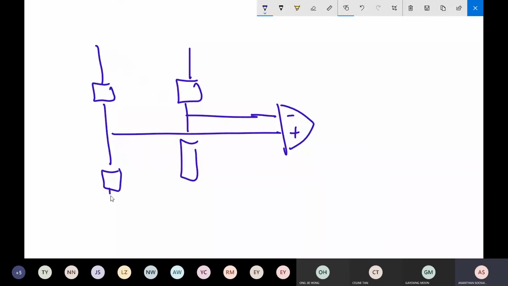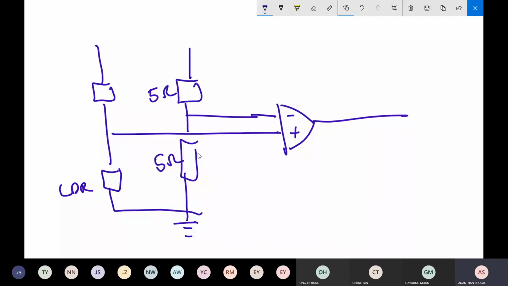I go back to the street light. The LDR is fixed here, and the resistance here is given as 5 ohm. So the LDR is fixed here.